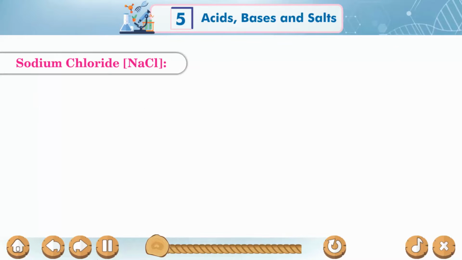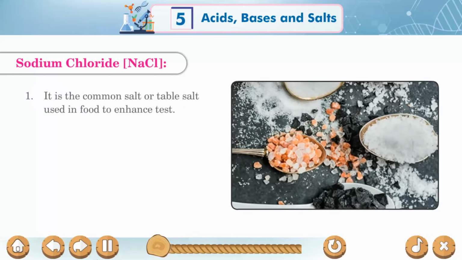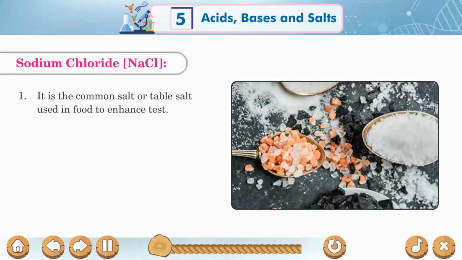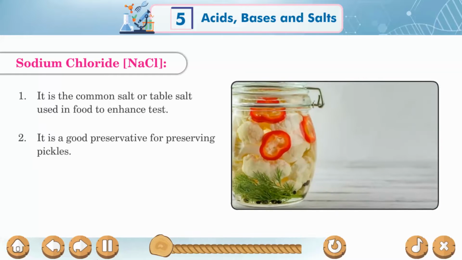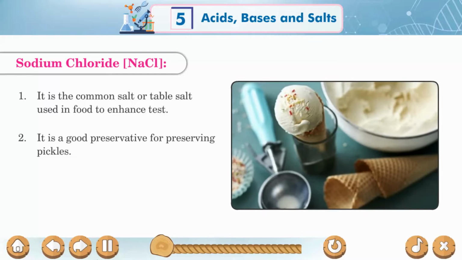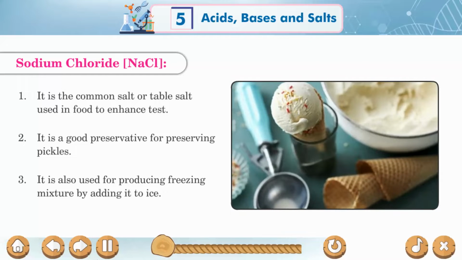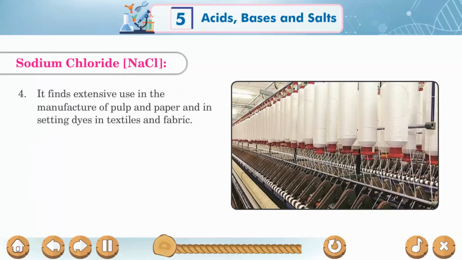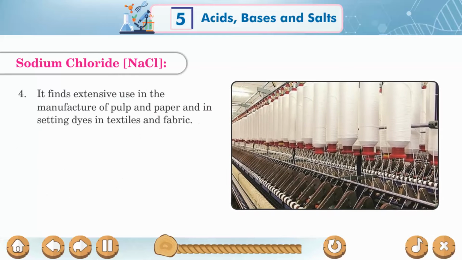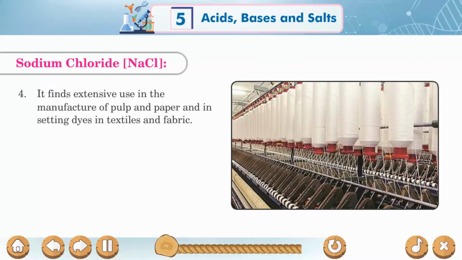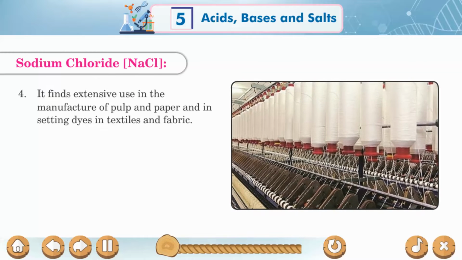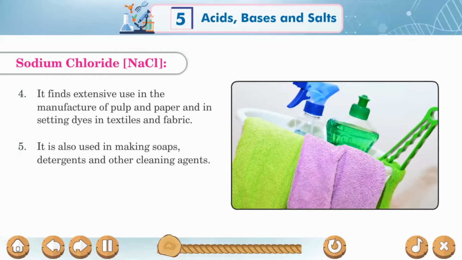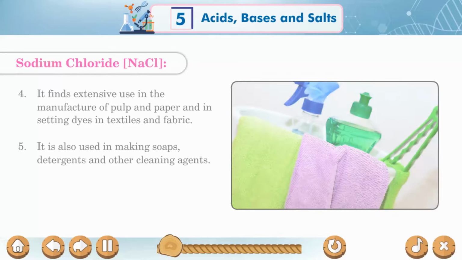Sodium chloride, NaCl. 1. It is the common salt or table salt used in food to enhance taste. 2. It is a good preservative for preserving pickles. 3. It is also used for producing freezing mixture by adding it to ice. 4. It finds extensive use in the manufacture of pulp and paper and in setting dyes in textiles and fabrics. 5. It is also used in making soaps, detergents and other cleaning agents.